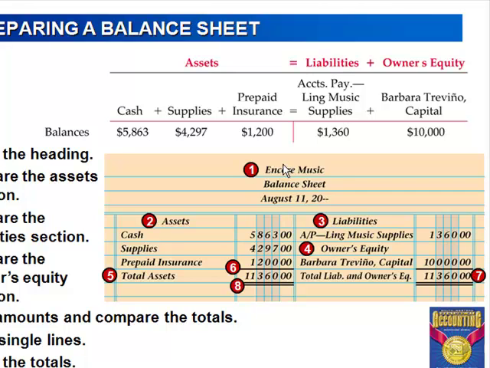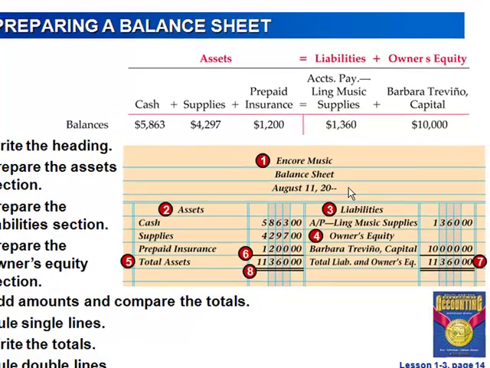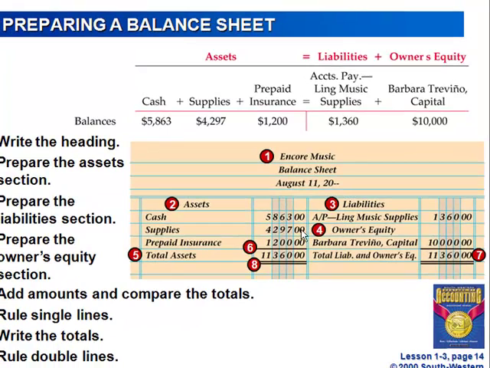to put in the heading: who, what, and when. Who are we? We're Encore Music. What is this? This is a balance sheet. And when is it? It's August 11th, and then just use the current year, so we would put in August 11th, 2009.